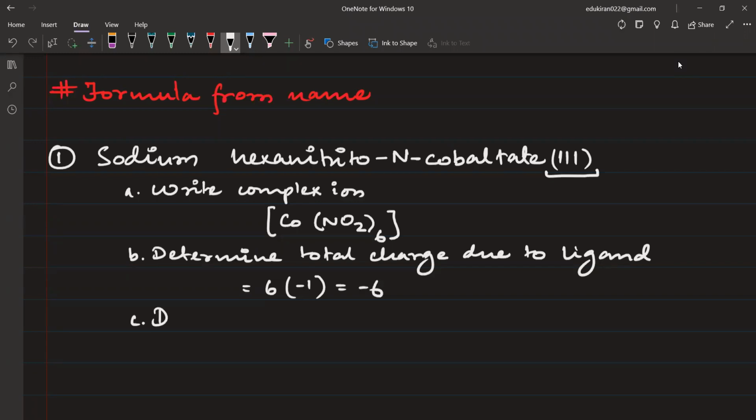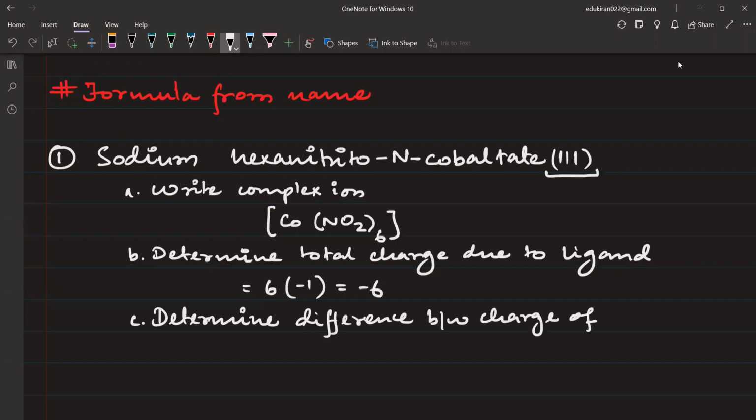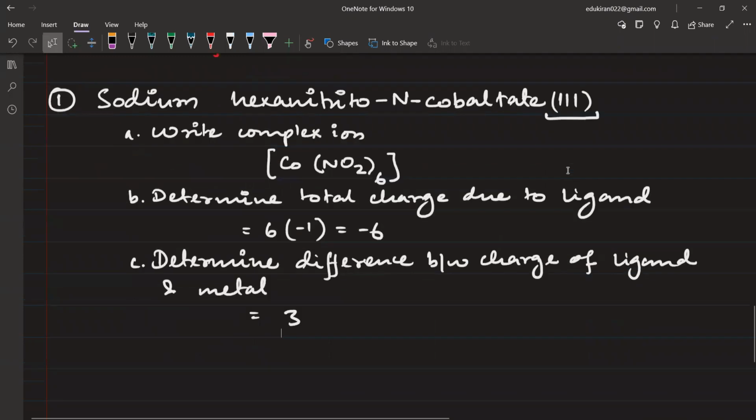आप ये कीजिएगा, determine difference between charge of ligand and metal। कितना का डिफरेंस हो जाएगा बताइए, माइनस यहाँ पे 6 है और वहां पे 3 है, राइट? सो इट विल बी इक्वल टू हाउ मच? 3 का डिफरेंस है, यानी कि -6 में से 3 को कौन संभाल ले रहा है? कोबाल्ट इज टेकिंग केयर ऑफ 3, राइट?